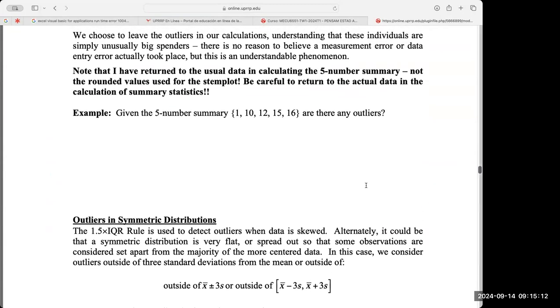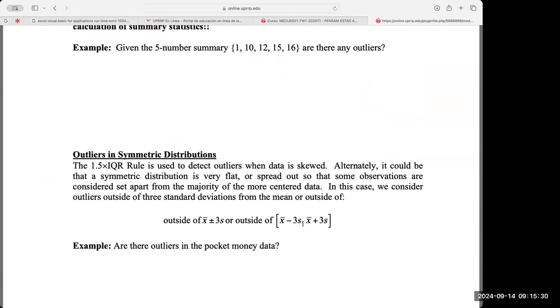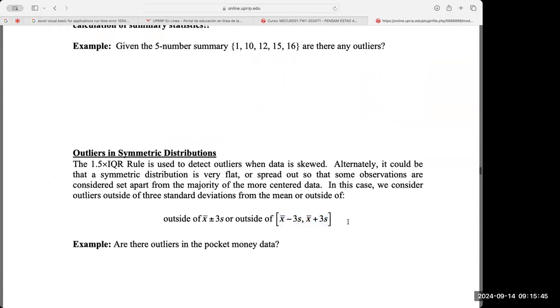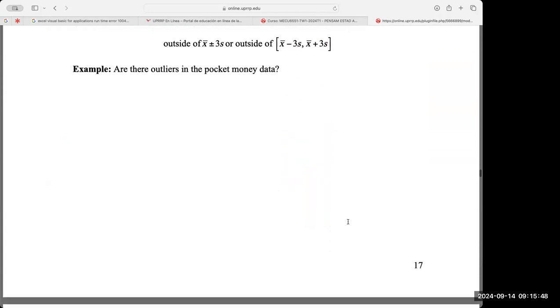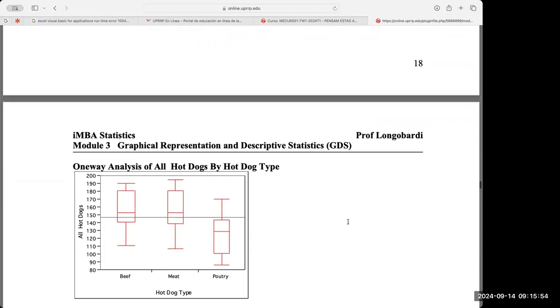In general, the 5-number summary is used to summarize skewed data, and it helps you identify outliers. When data are symmetric, I just want to say this before I get to the weighted mean. This is the rule for symmetric data: outliers generally are found outside 3 standard deviations of the mean. And we talked about that briefly at the end of last class. So those are the differences in identifying outliers with the different sets of data.